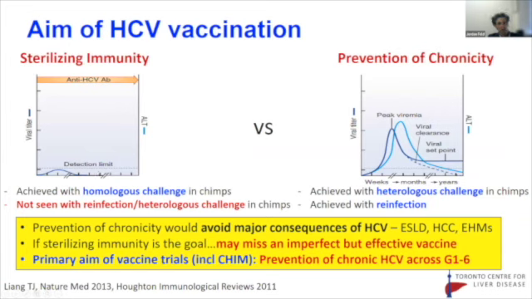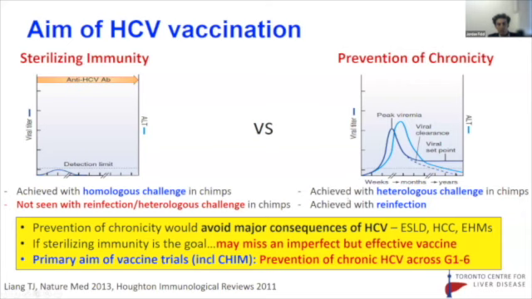So in this setting, someone has protective antibodies and presumably and potentially T-cell responses. They get an infection and they never develop viremia. This has been achieved, I'll show you, with homologous challenge in chimps, where chimps have been challenged with a virus that was used to develop the vaccine, but it has not been seen with either reinfection or heterologous challenge in chimps, and I'll show you these data in a second, whereas prevention of chronicity, this idea that somebody develops an acute infection but then spontaneously clears it like we see in natural infection, but just at a more frequent incidence in people who are vaccinated.